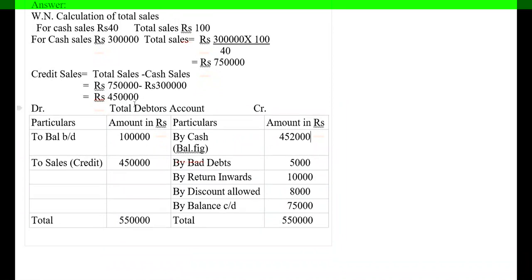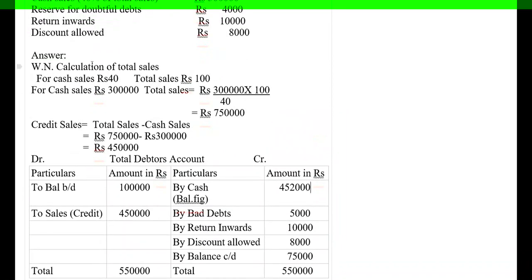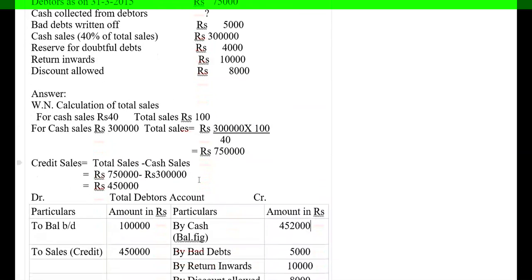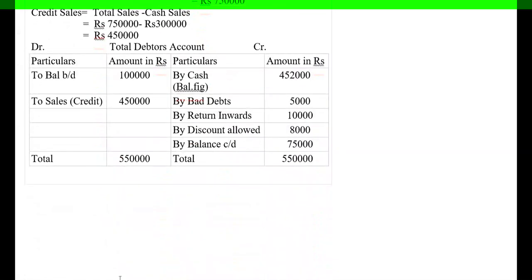Clear? So here we must be very careful. In the problem it is given as 40% of the total sales, but we are not given the value of the total sales. Suppose if the value of the total sales is given, then it will be very easy. Otherwise we need to calculate like this here. Okay, thank you.